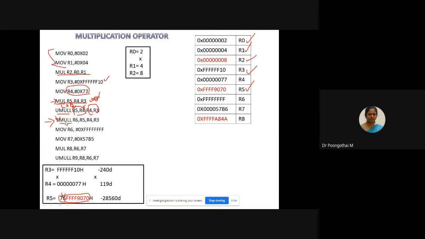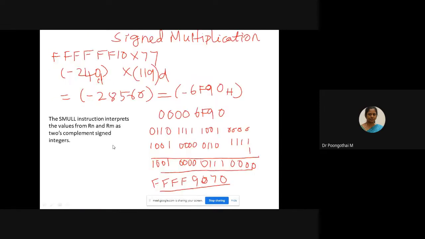So when we use this signed long multiply instruction, we are supposed to get this negative answer, that is minus 28560. So I'm going to multiply this number by 77, and we are supposed to get this value, that is 28560.